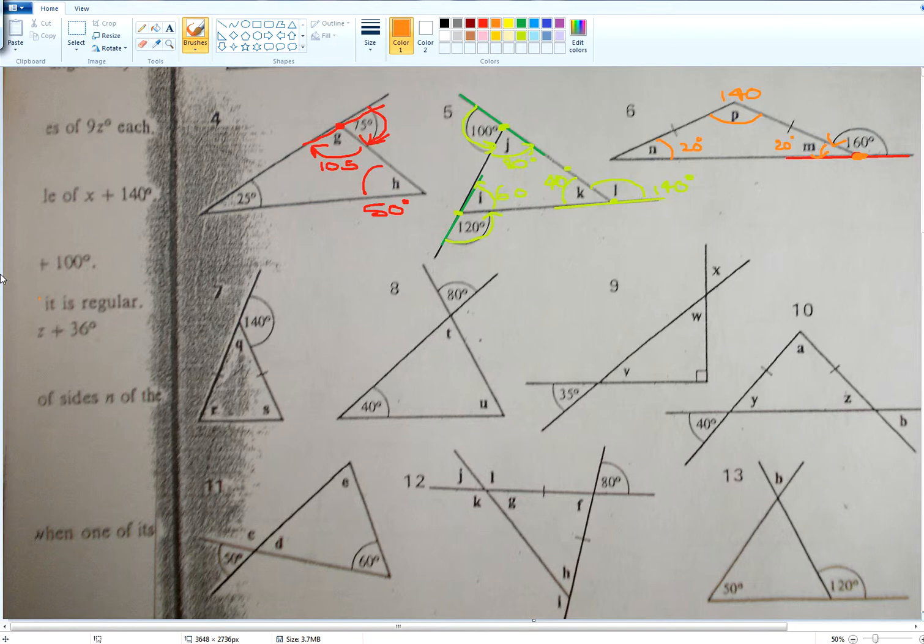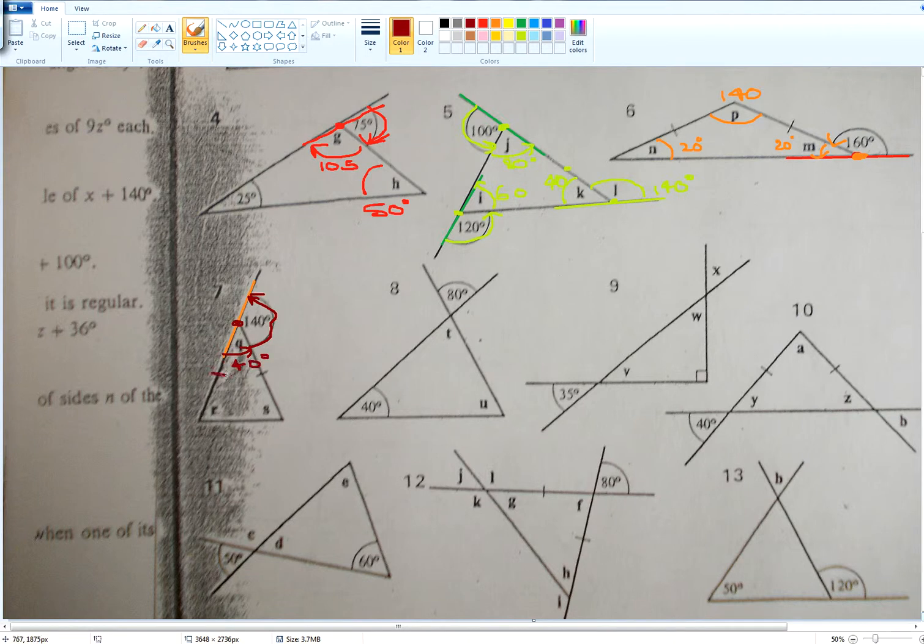Right, here we go. So let's have a look at the straight line section. Good. So we have a straight line, we have a point, and the angles around that point on the straight line will add up to 180 altogether. So Q will be equal to 40.